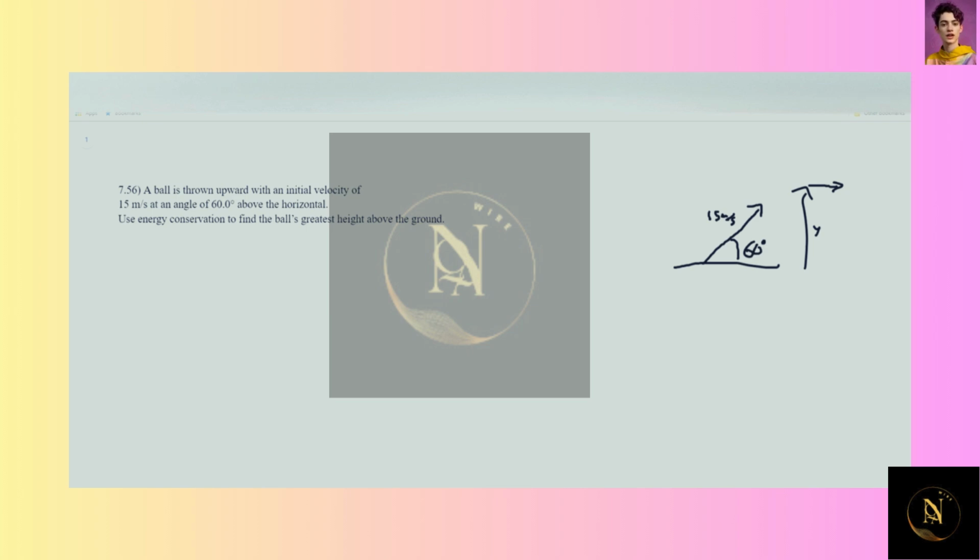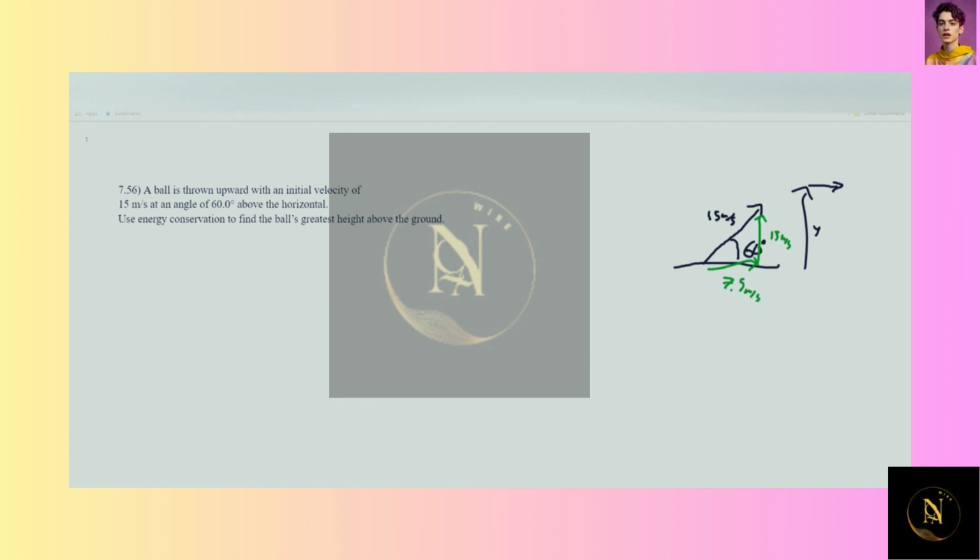Okay, so what we need to do is we first break down this velocity vector into its components. So then what we do is we need to find what the vertical component is by taking 15 meters per second times the sine of 60 degrees. And that will, rounding, get us to 13 meters per second. And we also need to take the cosine of that 60 degrees times the 15 meters per second. Cosine of 60 is exactly a half, so that gets 7.5 meters per second.